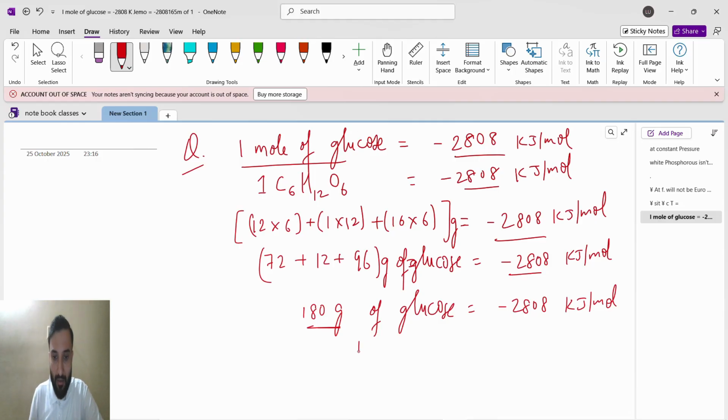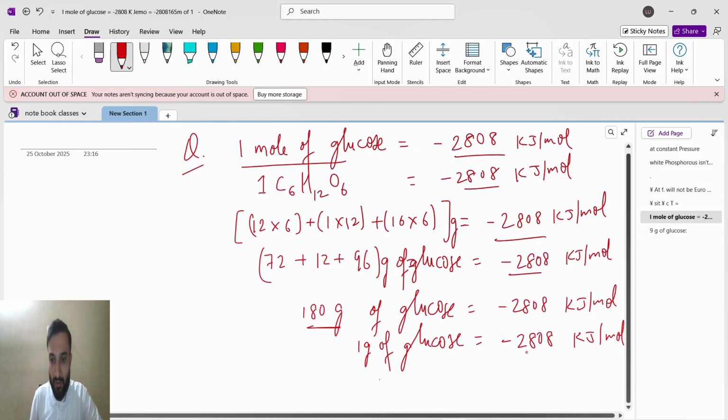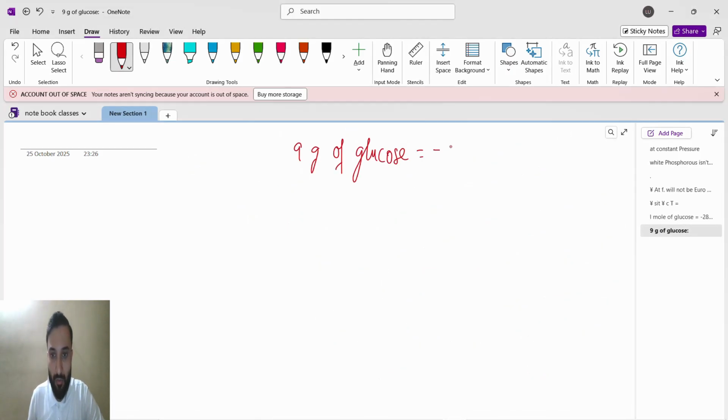So if 180 gram gives this much, then how much will 1 gram of glucose give? 1 gram of glucose is minus 2808 divided by 180 kilojoule. So we have to find for 9 gram. On the next page we write 9 gram of glucose. 9 gram of glucose means minus 2808 divided by 180 into 9.